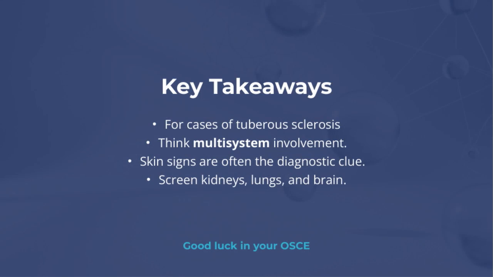When you're evaluating cases of tuberous sclerosis, remember to think about multisystem involvement. It's a condition that affects many parts of the body, so keeping that in mind is crucial. The skin signs are often the first clue and can really help with diagnosis, so pay close attention to any skin manifestations. Don't forget to screen the kidneys, lungs, and brain, as these are commonly affected organs.